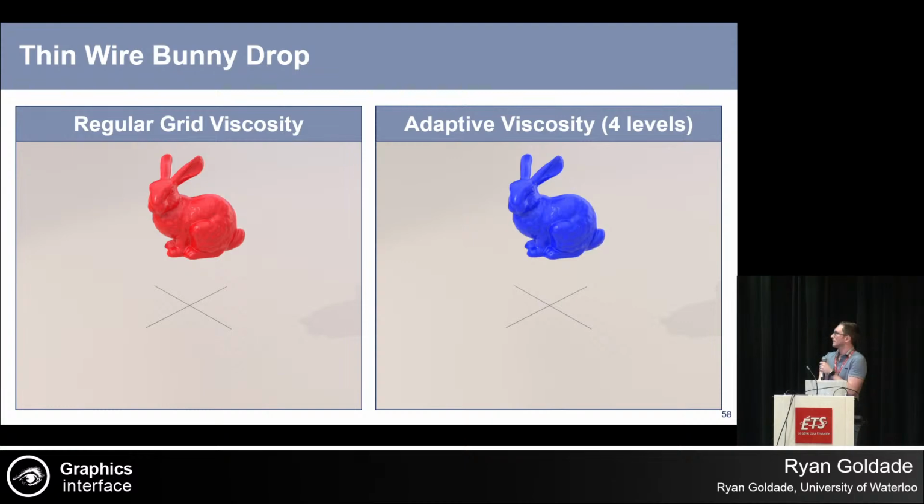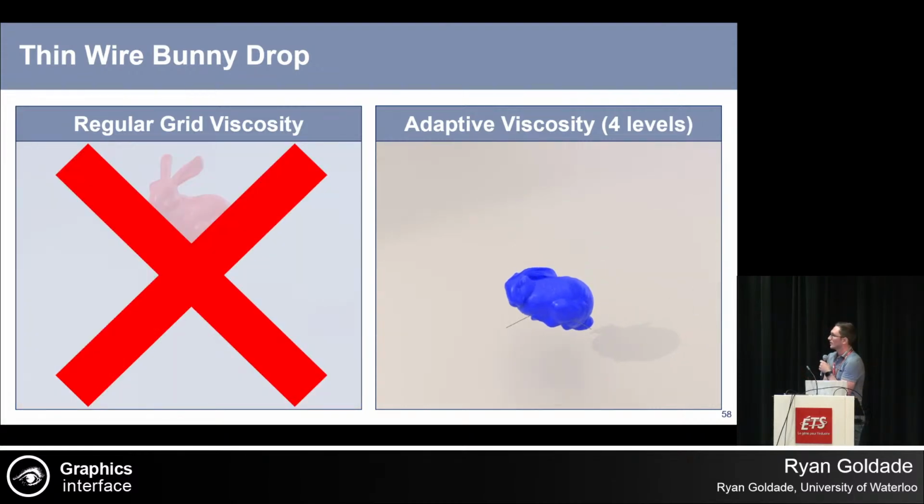Okay, and then finally, as I mentioned earlier, if we want to capture this thin-solid interaction of the viscous bunny, we need to have a very high resolution to do it, and the regular grid just fails to converge in the linear solve, whereas we're able to still solve this problem using our octrees.